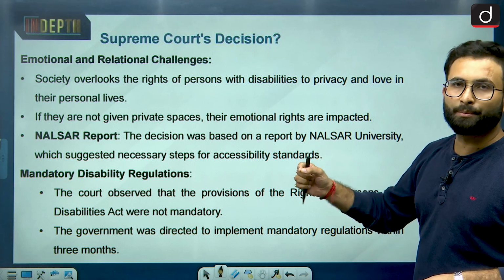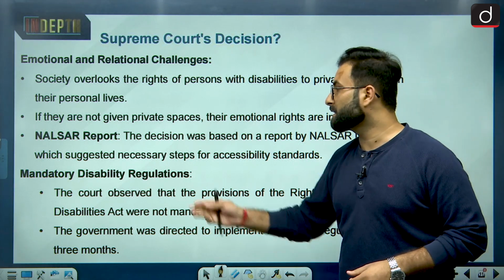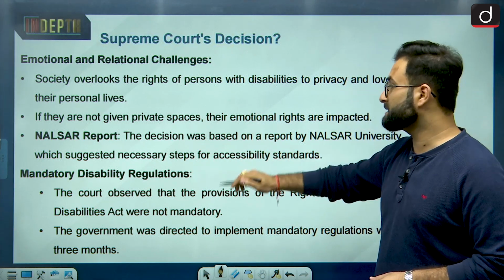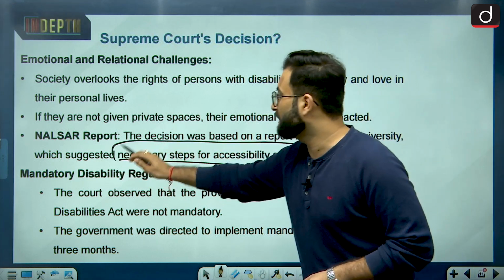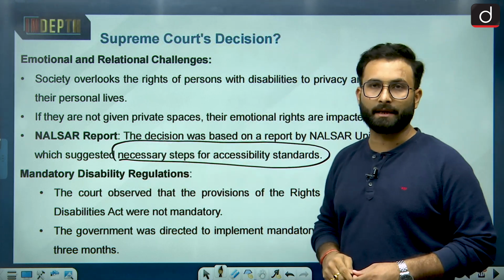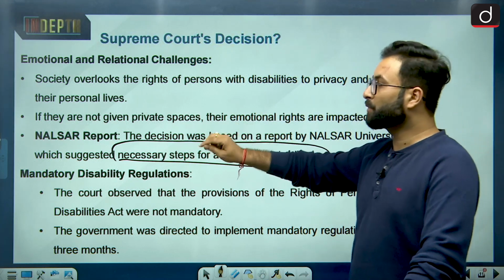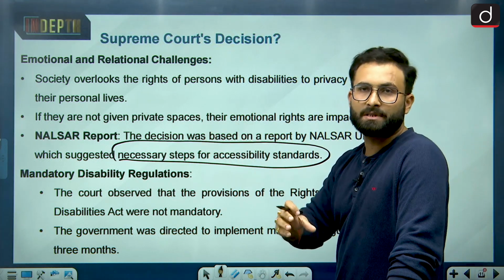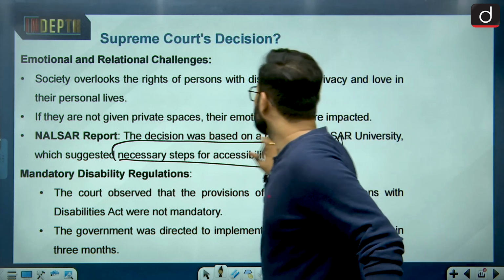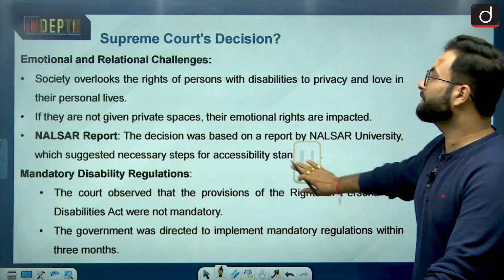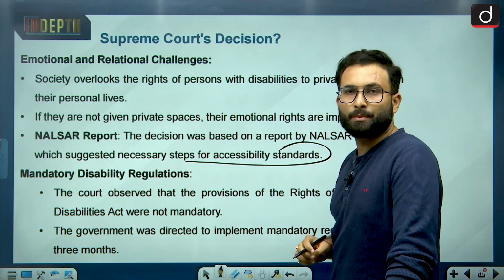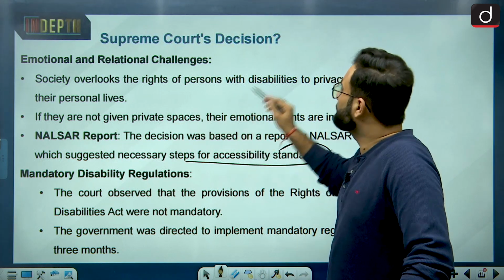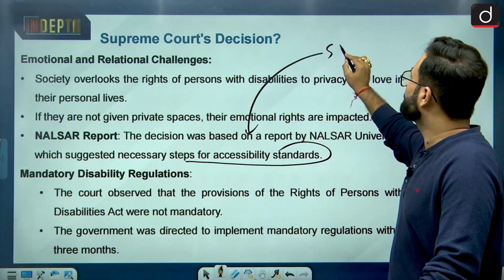There is a report by the Nalsar University that says the necessary steps for the accessibility standard should be taken. So basically here the Nalsar report is saying that there are gaps which have to be fulfilled. The decision was based on the report by the Nalsar University, which suggested the necessary steps for the accessibility standard should be taken. Now the Supreme Court has based its decision on this particular report.